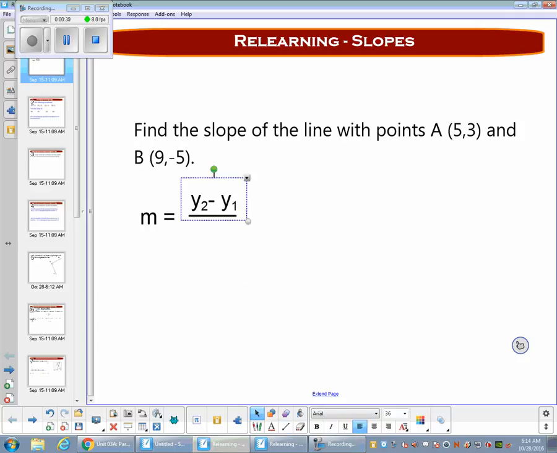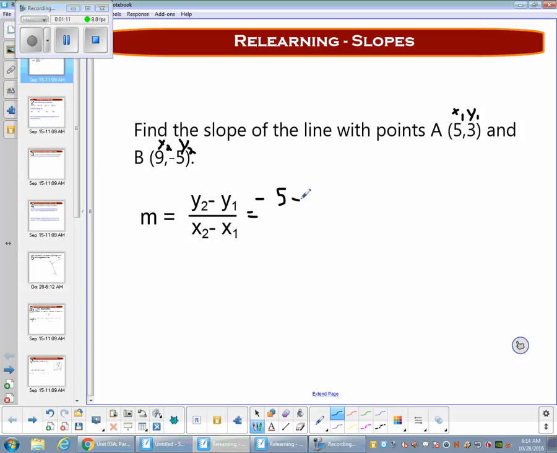So I'm just going to copy this and turn those things to x's because the x's are on the bottom. Now, in this case, we have x1, y1, and then we have x2, y2. So now we just plug in the numbers that we have here. So our y2 is negative 5. Our y1 is 3. So negative 5 minus 3 over x2 is 9 minus x1, which is 5.